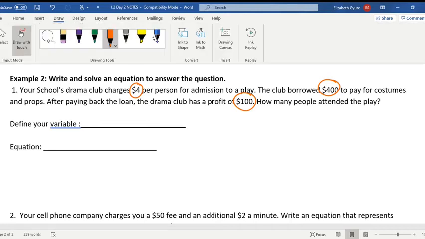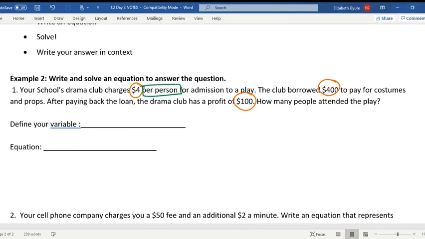Now we need some math action words. Remember that those are words that tell us to add, subtract, multiply, divide. Where do you see one, Jaden? Is. Where do you see is? Okay, I don't see an is. Asia? Per person. Asia, do you remember what per means in math? It means multiply. If you see the word per, it means multiply.